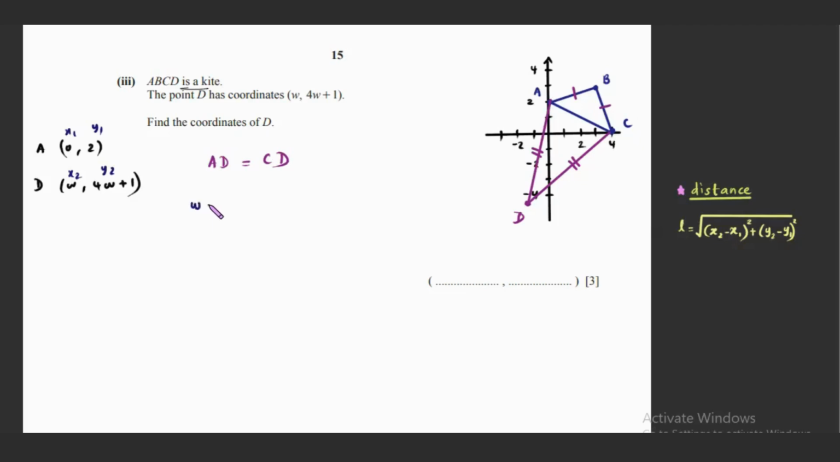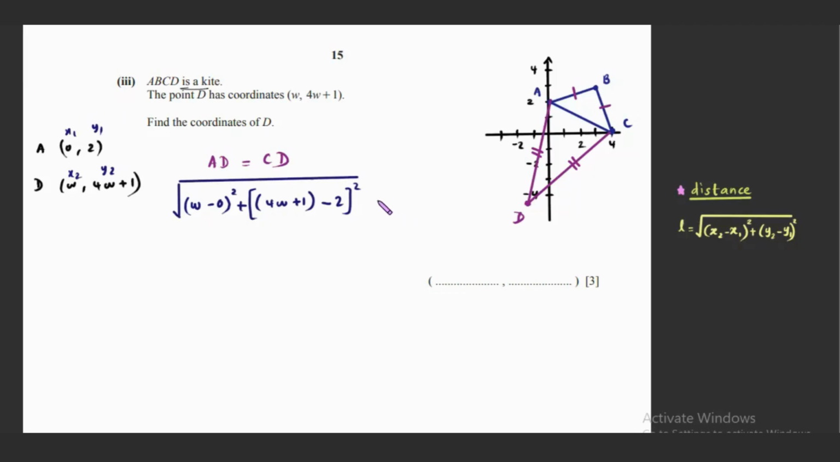So that's going to be w minus 0, squared, plus the difference in the y values, which is 4w plus 1 minus the y1 value, which is 2. And I need to square this, and this answer should be completely square rooted. This will give us the length of AD. I need to do the same thing for CD as well.